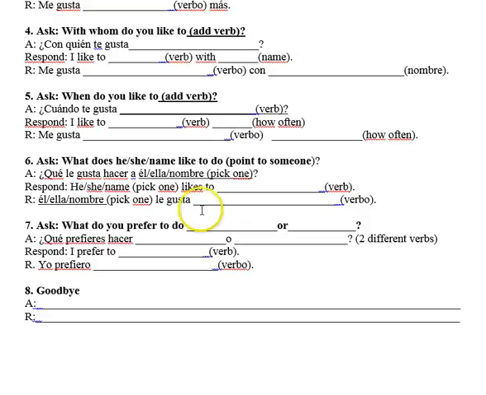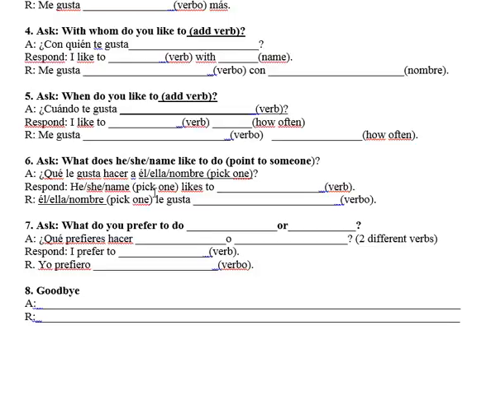So this one I know is confusing for some students because you have to pick one of those. You do not want to say, what does he, she, name like to do and point to someone. You want to pick someone before you do that. So for example, I would say, what does Jessica like to do? Or what does she like to do? And that's when I would point to someone in the room.